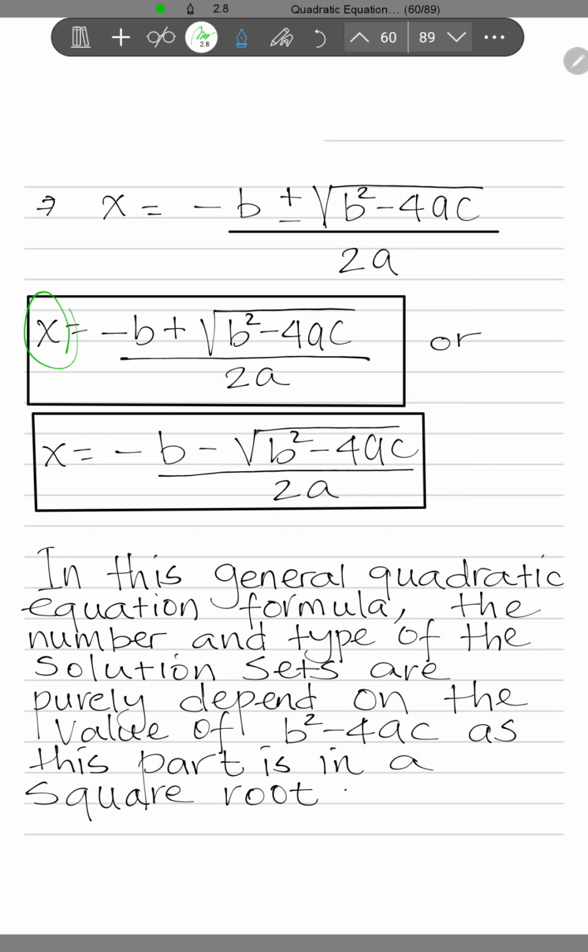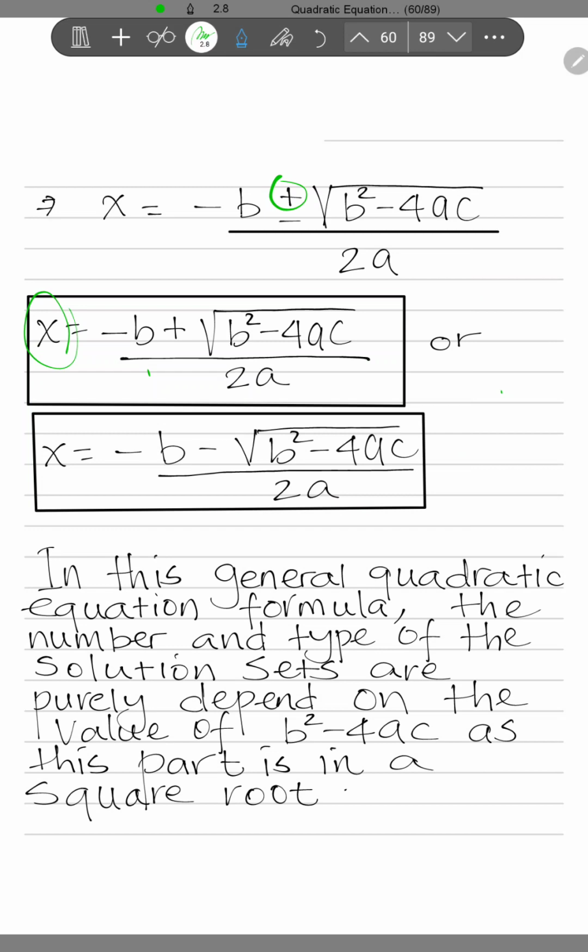Now we know what is a, what's b, and what's c from the general expression of a quadratic equation. Then the solution set for that given quadratic equation is minus b, one of them is a plus, square root of b squared minus 4ac over 2a. The other one is minus b minus square root of b squared minus 4ac over 2a.